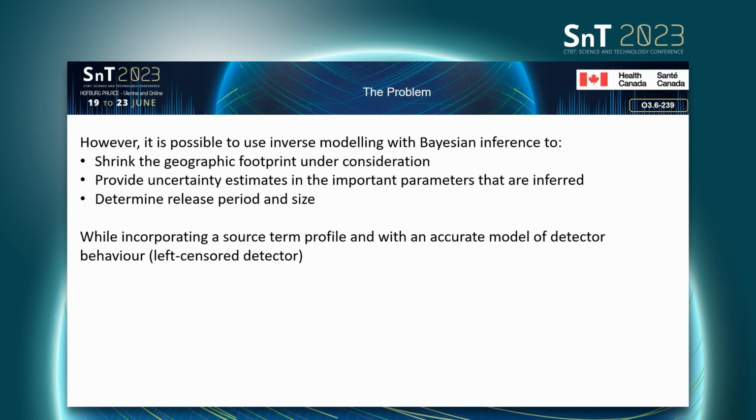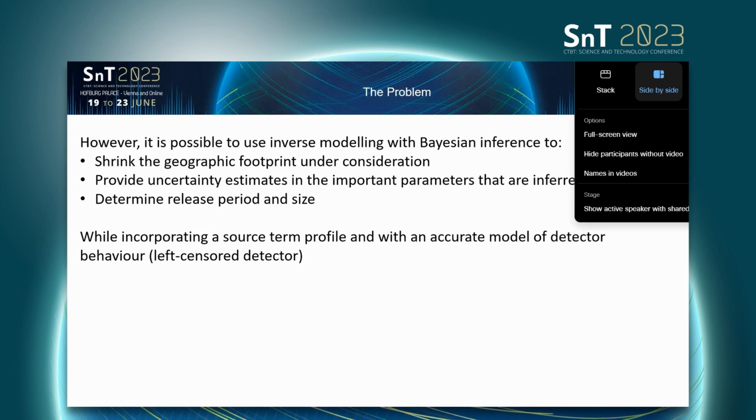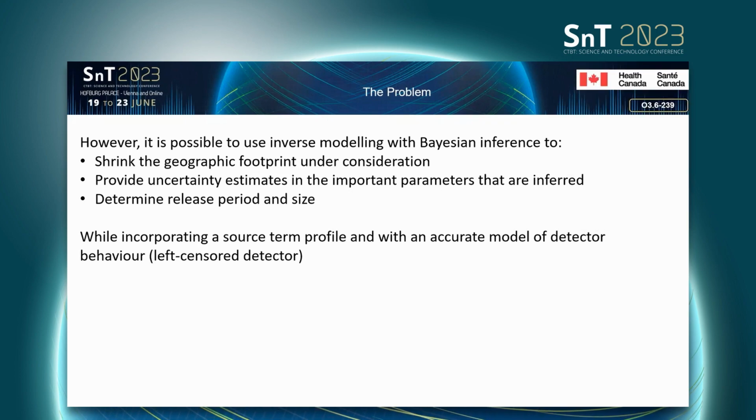And we can incorporate a source term profile, so it doesn't have to be a particular hypothesis beyond the source term. You can put in your own. And it has an accurate model of how the detector behaves, and statistically this would be called the left-censored detector, where there is a measurement floor below which you cannot say that there was no signal or some signal.